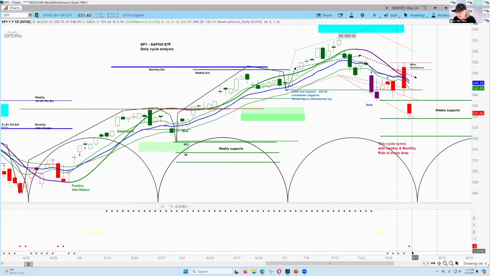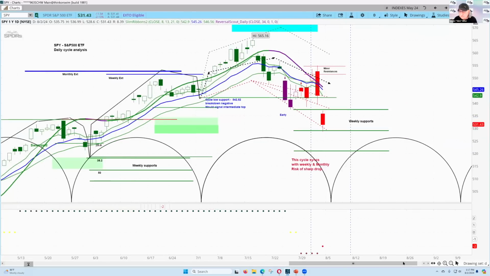That doesn't mean you sell right over here at the bottom. What it does mean is that when rebounds come, they're likely to fail. Now, this low right over here, you see that note early. That made no sense to me. It said to me that if we got a rally, it was likely to fail.